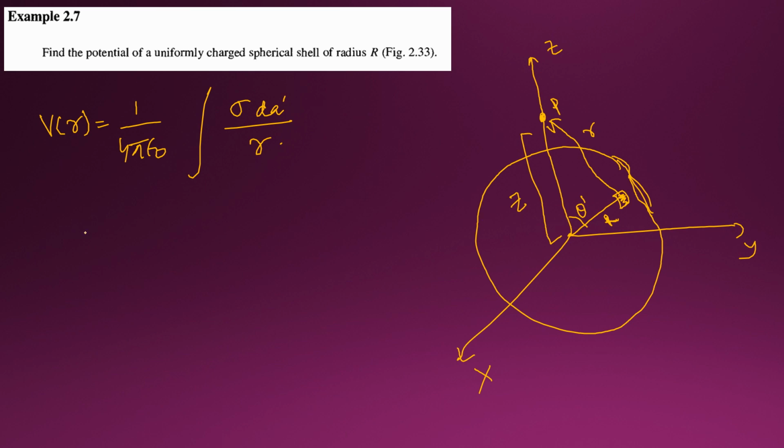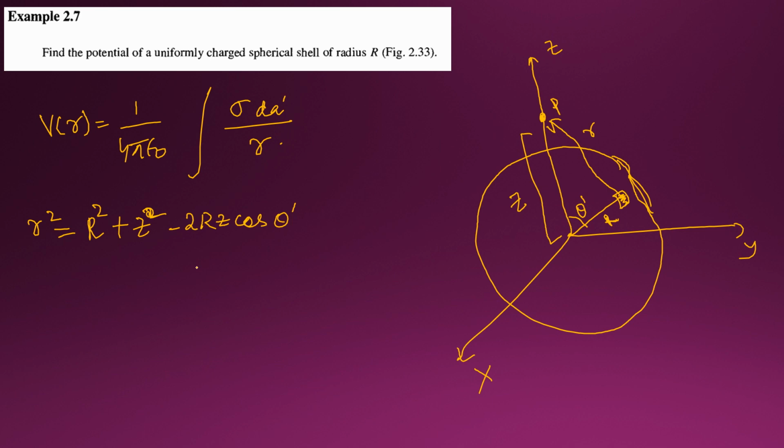From this diagram we can say r square is equal to what? R square plus z square minus 2 R z cos theta dash. You have to remember this expression for this kind of situation: R square plus z square minus 2 R z cos theta dash.